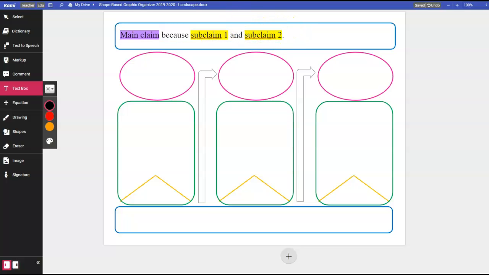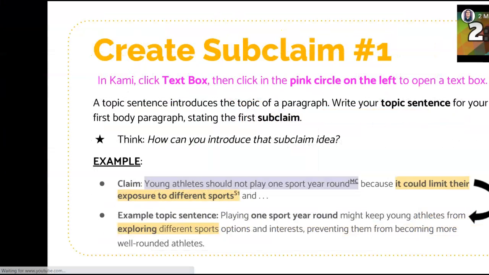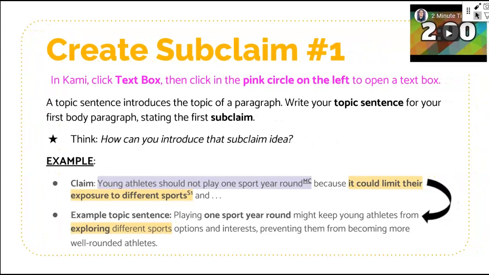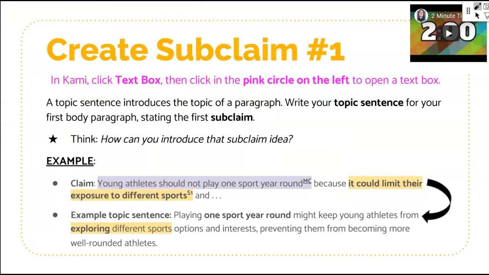After you have highlighted your claim, the next thing that we are going to do is create your topic sentences. The purpose of a topic sentence is to introduce the topic of that paragraph. Each of our body paragraphs that we have here in our CAMI graphic organizer are going to support our subclaims. Okay, so our topic sentence is going to introduce our subclaim. It's going to be the main idea of that paragraph and introduce that topic.